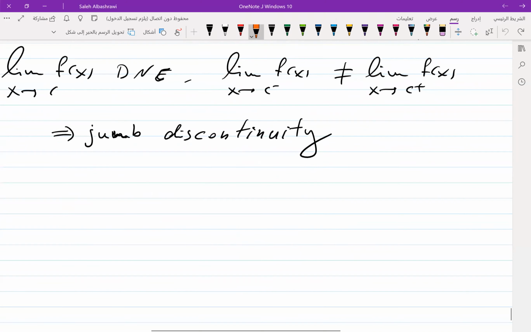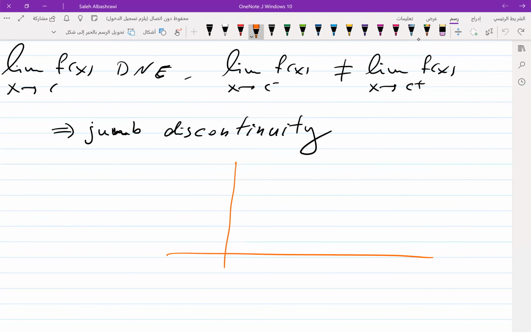It means I have, this is c, some value to the left of c, and the right one, I will have a jump, it will go somewhere to the right. So we have a gap between the left limit and right limit. To move from the left side to the right side, we have to jump to go over that gap. So we call it jump discontinuity.